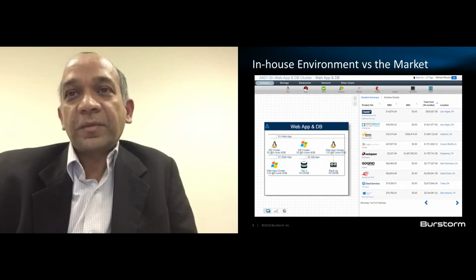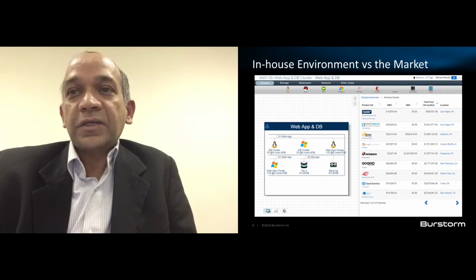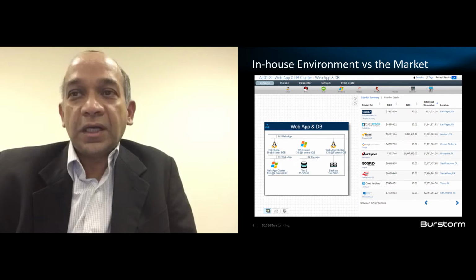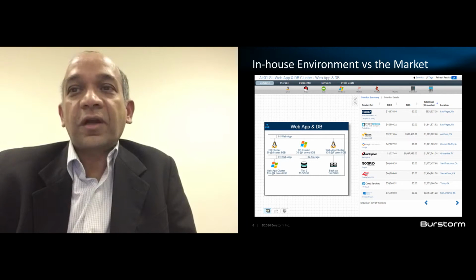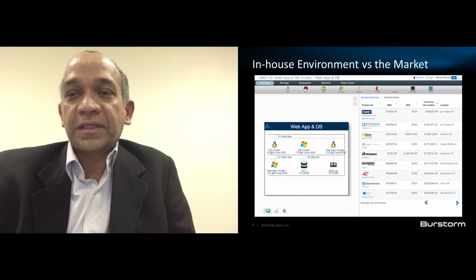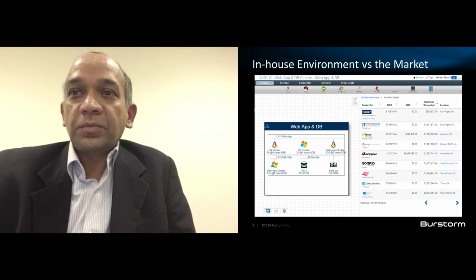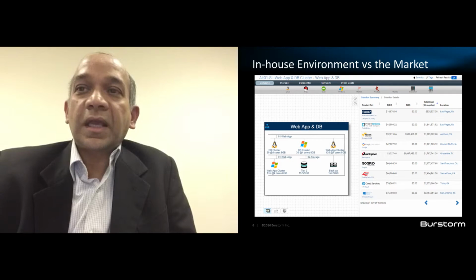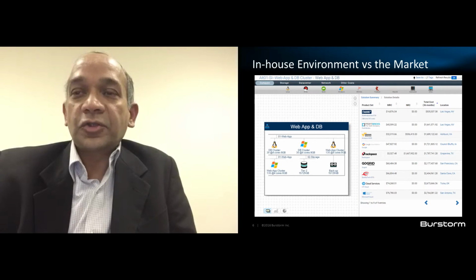The Burstorm platform has an easy CAD-like drag-and-drop interface to create the design. On the left-hand side, you see a web app and a database with storage and redundant backups. On the right-hand side, you see the solutions, including the in-house solution as well as that from external providers such as Rackspace, ProfitBricks, Amazon, GoGrid, etc. The total costs are available, broken up by monthly recurring cost and non-recurring cost, allowing a direct comparison to be made of choices both in-house as well as external.